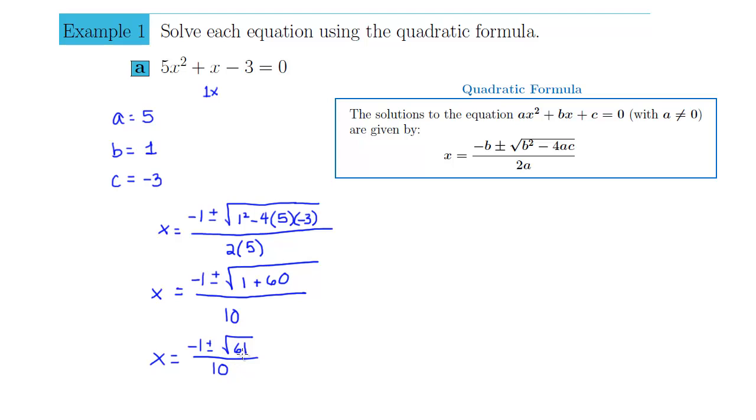Now, can the square root of 61 be simplified? No, so we leave it as it is. There's nothing else that will cancel, and so our final solution set to this quadratic equation consists of the following two numbers. It's negative 1 plus the square root of 61 divided by 10, and negative 1 minus the square root of 61 divided by 10. See how easy it is to use the quadratic formula? This completes example 1a.